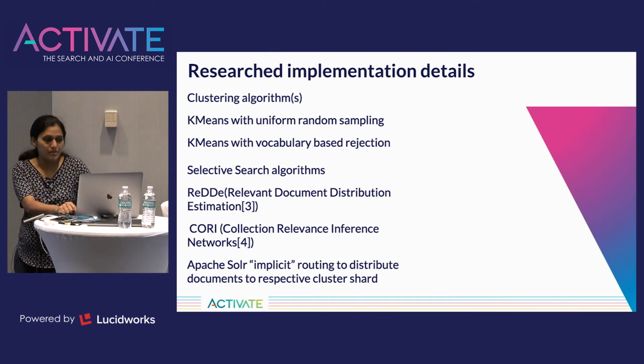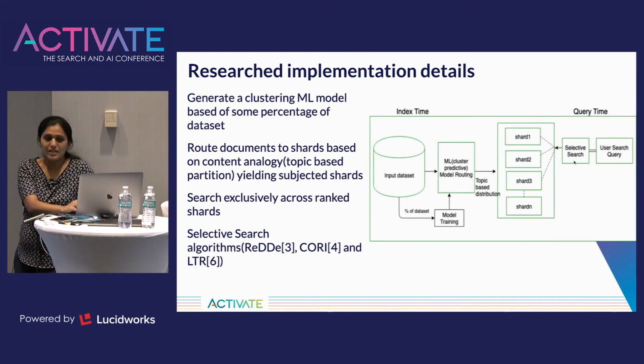The selective search algorithms that I have used are relevant document distribution, which I'll talk about a little bit, and the other one is collection relevance inference. These two are again from research papers, by one of the students of those professors. So I have used two of them. There are many others. There is also a learning to rank model. In selective search we could use a model that predicts which shard it should go and search against, or use the other two algorithms that I'm talking about, which are very simple.